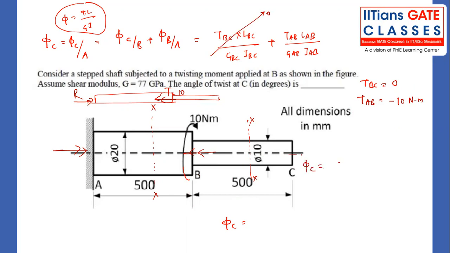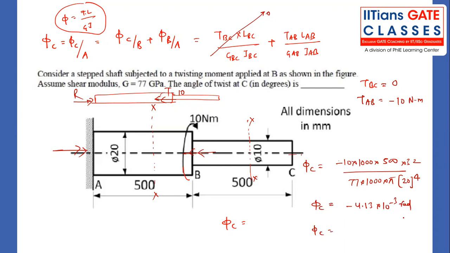So phi will be what? T_AB is minus 10 into 1000, L is 500, divided by G, which is 77 into 1000, into pi d power 4 divided by 32. When you calculate, you will get the answer in radians. So you will get minus 4.13 into 10 power minus 3 radian. They are asking in degrees. So how to convert radian to degree? Multiply by 180 over pi. So you will get 0.2369 degree. That will be the answer. Right?